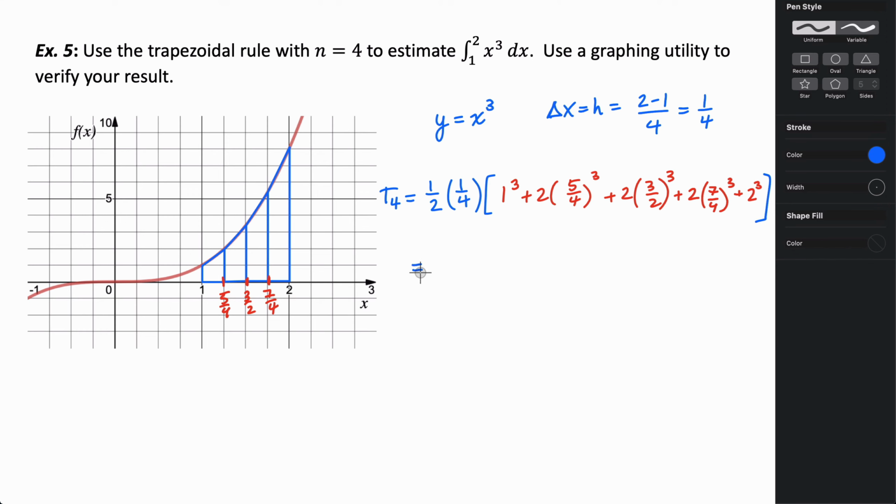Okay, so what does that equal? Well, that's going to be 1/8, because 1/4 times 1/2 is 1/8, times, if you plugged all this into your calculator, you would get 30.375, which when you simplify ends up being 3.797, rounded to 3 decimal places.